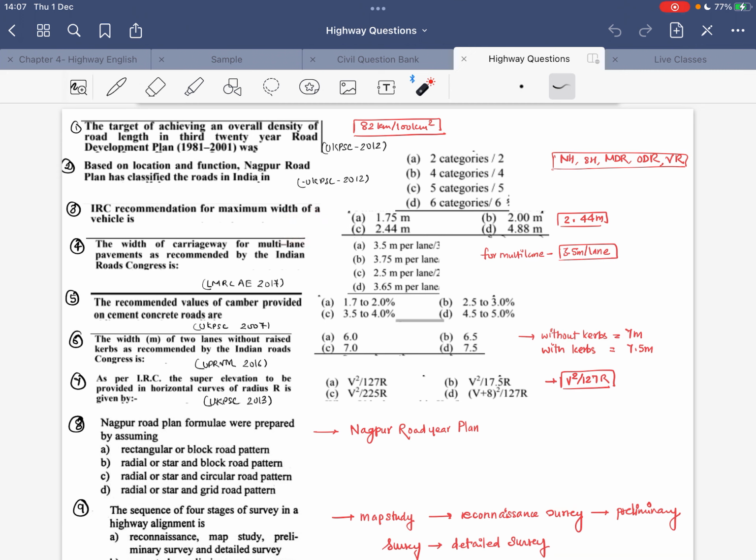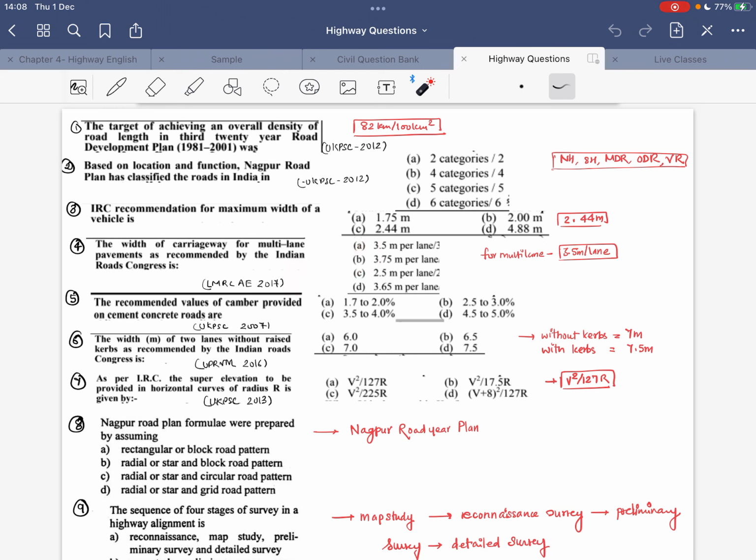The width of the carriageway for multi-lane pavements as recommended by the IRC. As we already covered, the IRC was established in the year 1934, and this was one of the recommendations of the Jayakar committee. So in the question it is asked the width of the carriageway for multi-lane pavements. For multi-lane pavements it is 3.5 meter per lane. So option A will be correct.